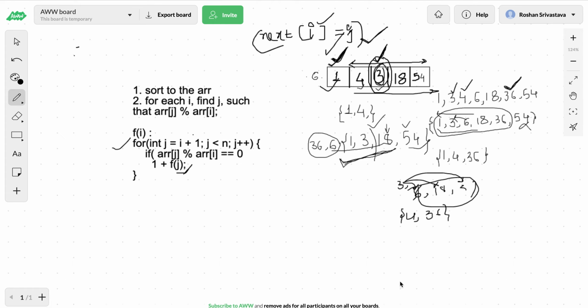So now let's see how we can implement this, and I hope that the implementation will also further clear all the doubts that we have.